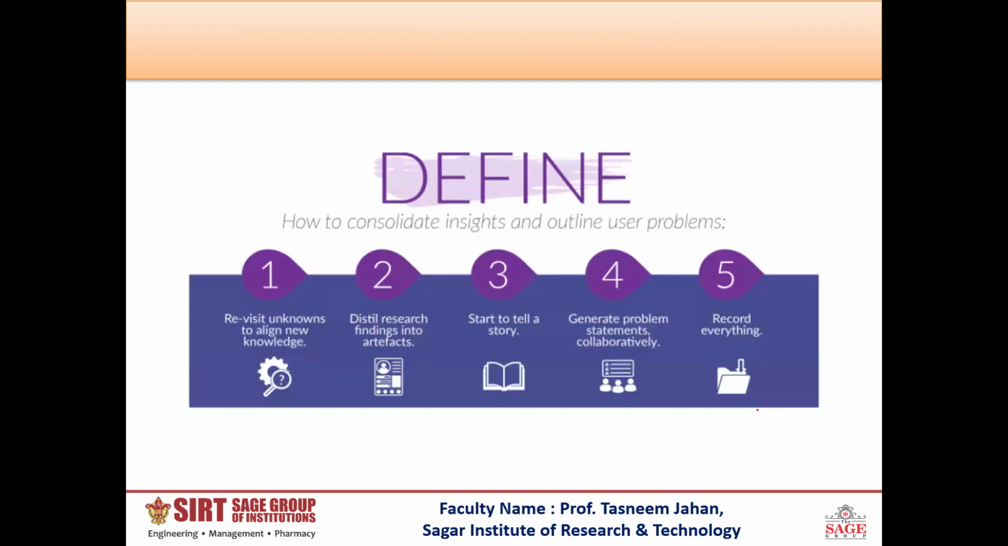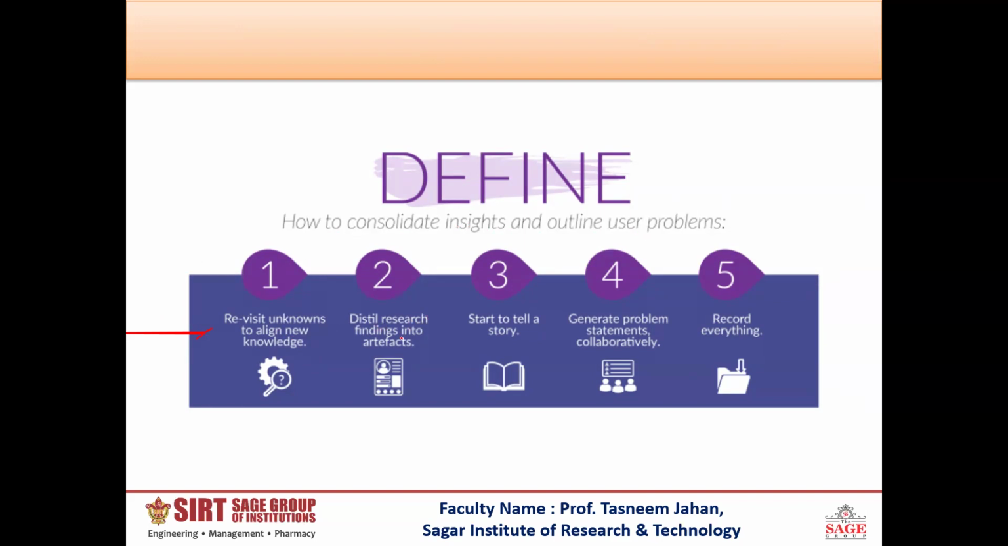in the problem statement. Moving on, here is the pictorial representation of how we define any problem, and we focus on how we can consolidate the insights and outline user problems. So the first thing is that we revisit the unknowns to align the new knowledge. Whenever we have a problem, we try to explore what is the scope of anything new that could be done. So many solutions are already available around us, but we focus on what new thing can be done. Hence, we always say that creativity and innovation are important aspects when we are considering design thinking.